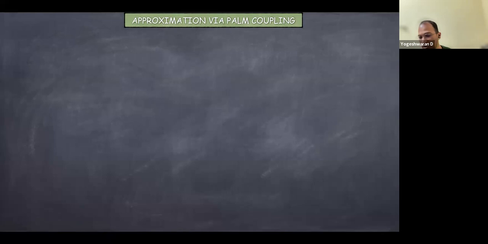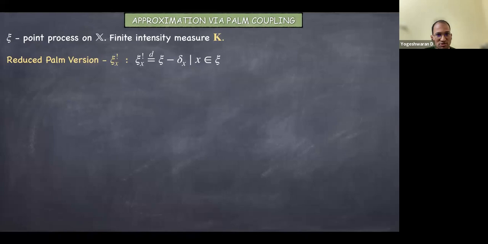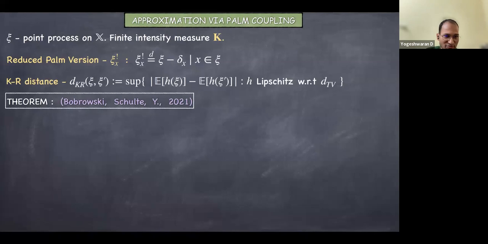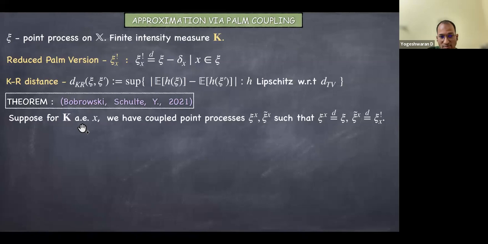So very quickly, you have a point process with a finite intensity measure, and the reduced Palm version is the conditional distribution. Kantorovich-Rubinstein, I'm recollecting. What do we prove? The following. Suppose for almost every x, we have a coupling of two point processes, such that one point process, xi_x, has the distribution of xi, and xi_x tilde has the distribution of the reduced Palm version at x. So for every x, I find a coupling of the original distribution and the reduced Palm. For every x, I have to find a coupling.